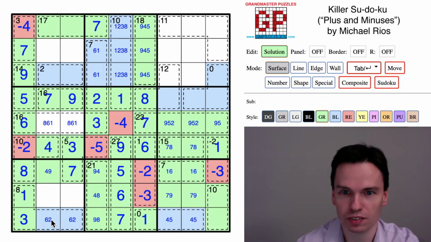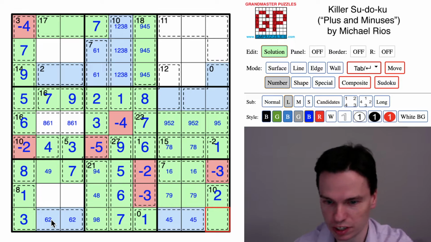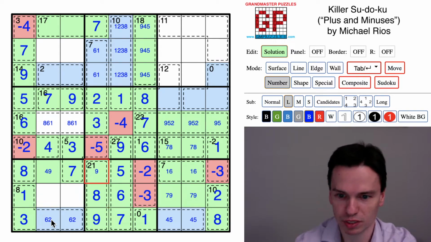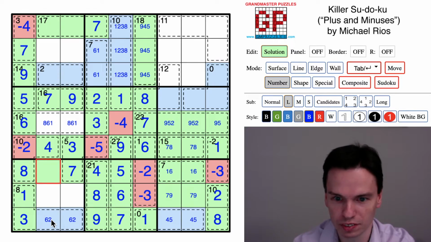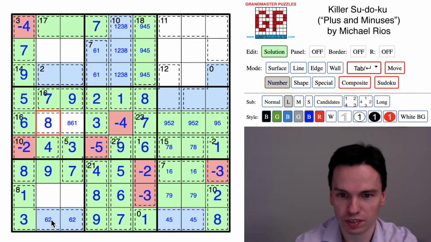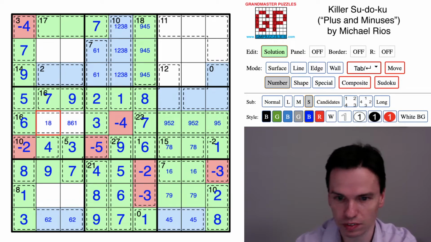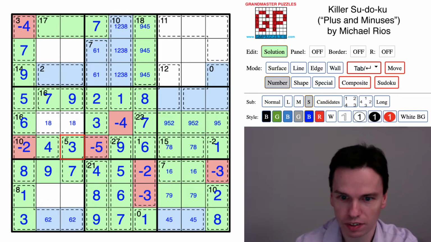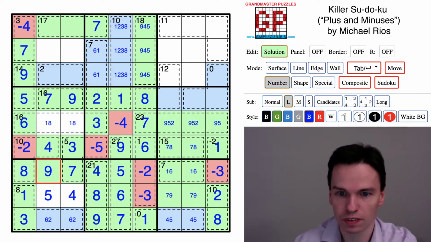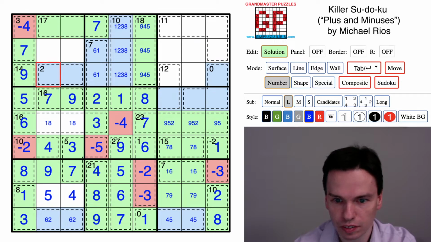So over here, the 2 has to be up above, the 8 down below. That makes this a 9, makes this an 8, makes this a 4, makes this a 9. This is just 1, 8. This is 4 with 5. I think that's all we can do right now.